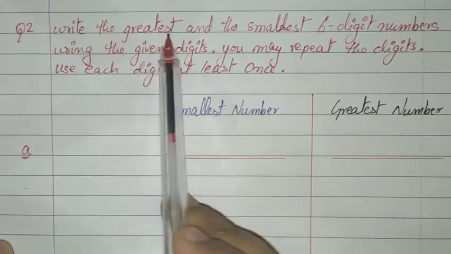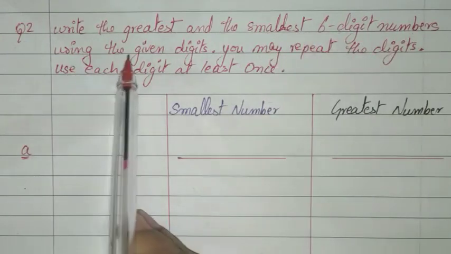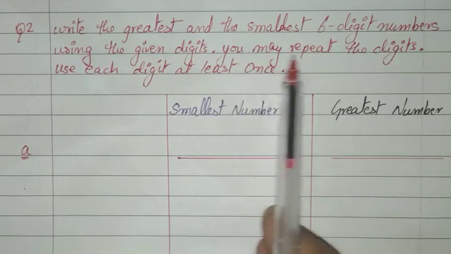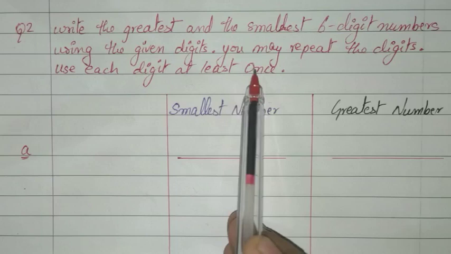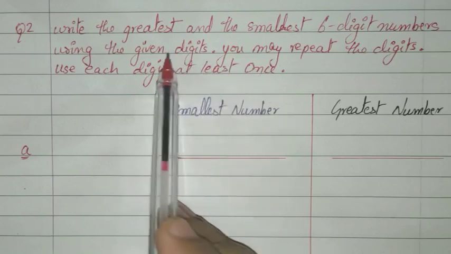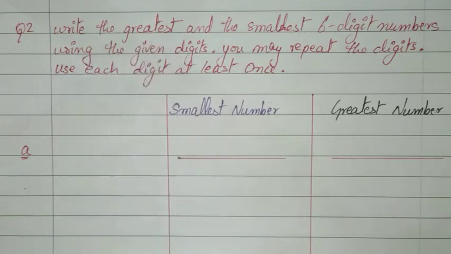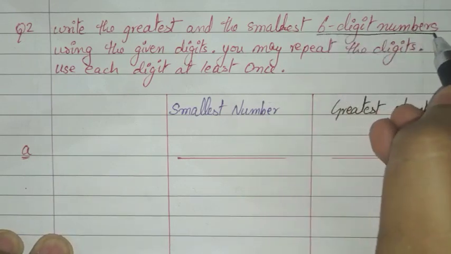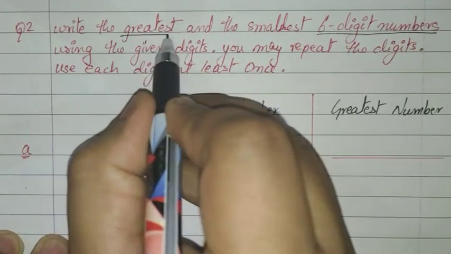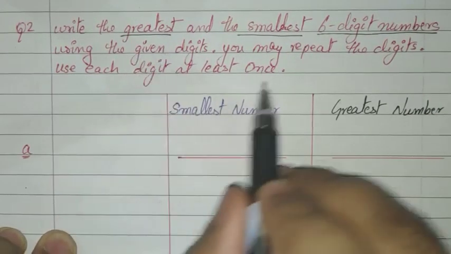Write the greatest and the smallest 6-digit number using the given digits. You may repeat the digits, each digit at least once. What is the question saying? Question is saying write the greatest and the smallest 6-digit number. How many digit number you have to form? 6-digit number. You have to form greatest number and you have to form smallest number from the given digits. You may repeat.